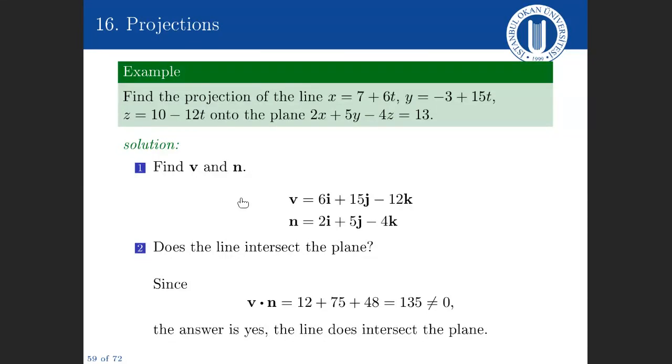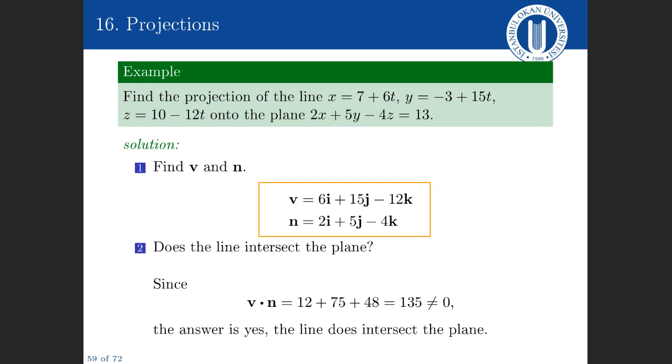The rest of today's lesson, we'll be doing examples of projecting a line onto a plane. For example, find the projection of this line onto this plane. Step one, find V and N. You know how to do this, so let's just skip ahead to step two.